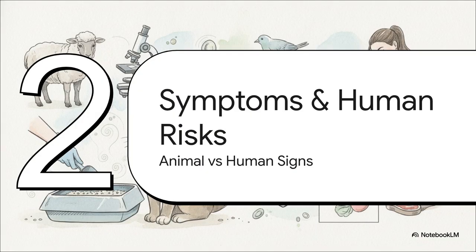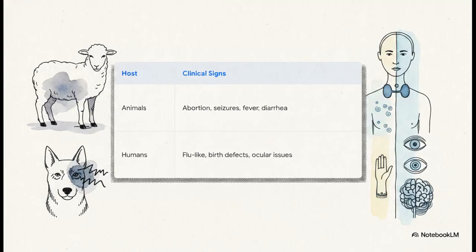Section 3, Symptoms and Human Risks. Now that we know how it spreads, let's contrast how this looks in animals versus humans. You'll definitely want to keep these comparisons in mind for your exam. While most infections in animals are actually subclinical and you'd only spot them on a blood test, the clinical signs can sometimes be severe. In sheep and goats, it can cause devastating abortions and perinatal mortality. Dogs might suffer from encephalomyelitis, displaying convulsions or even paralysis.